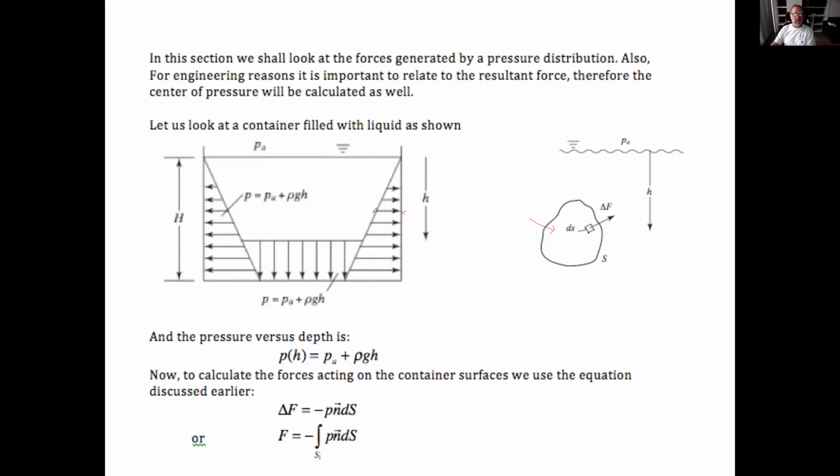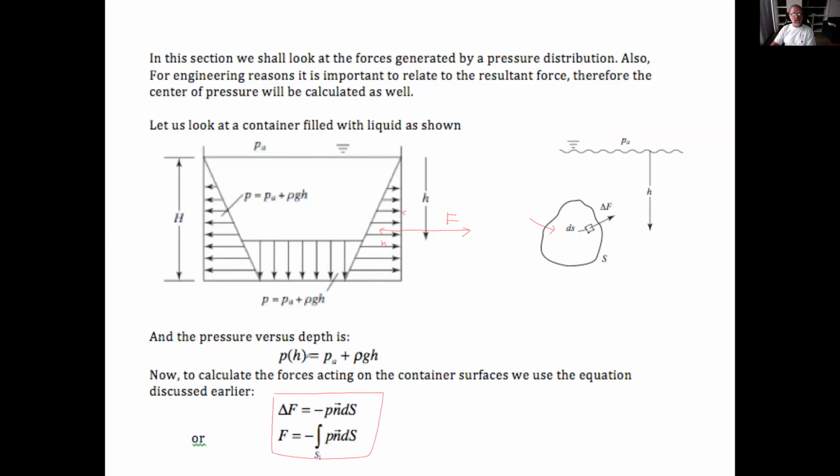Suppose there is a pressure distribution on the side of this container, then what would be the force acting in this direction? Relative to the liquid, the normal is pointing outside of the surface, but the force is going to be here. So therefore we have a minus sign, if you recall. I'm trying to sell you that equation right here.